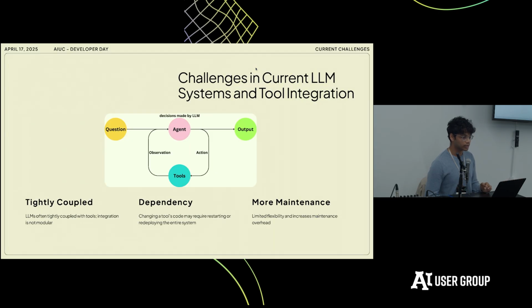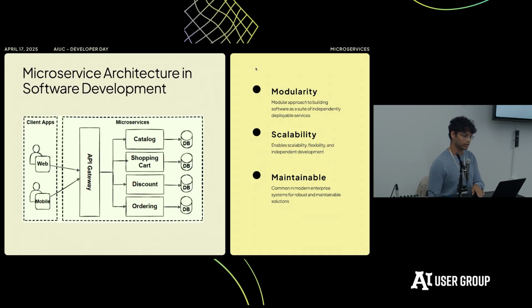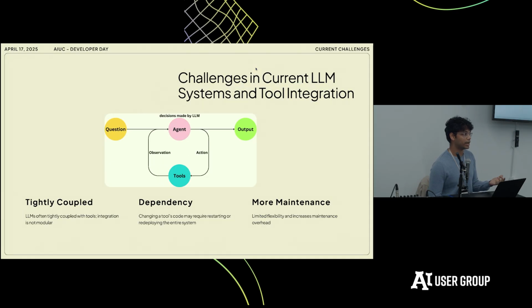And unfortunately, the way LLM architecture, or the way agent architecture stands right now, doesn't really fall into that modular, scalable, and what was the other one? Maintainable pattern for microservices. And the real reason for this is because tools are very tightly coupled to LLMs.